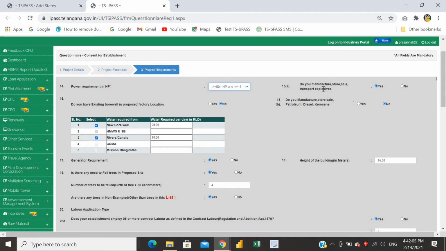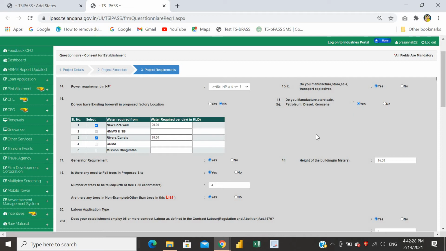Second, the other question is, do you manufacture, store, sell, transport explosives? Are you going to manufacture or store or sell or transport explosives? You need to take an explosives license for this. So I'm just putting an S mark to show how the approvals are required. And then the next question is like this.